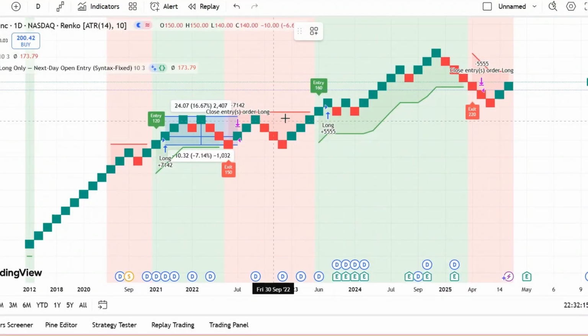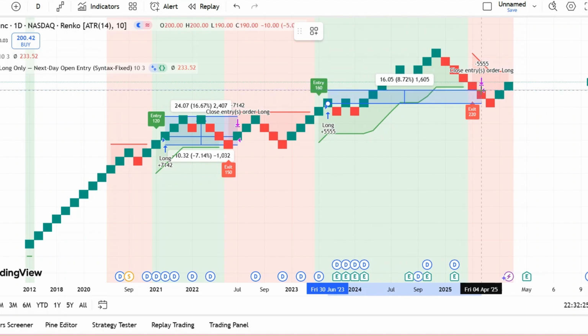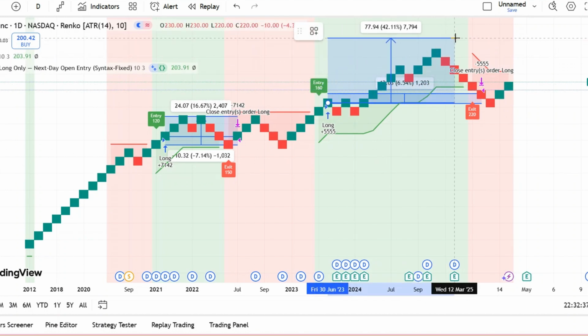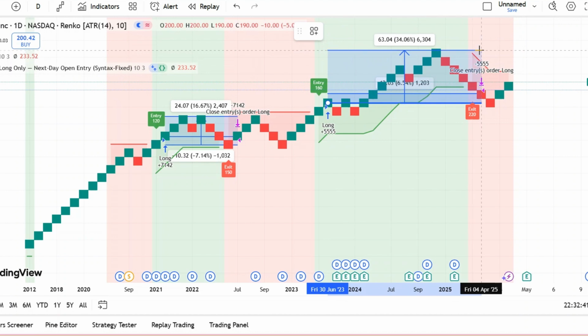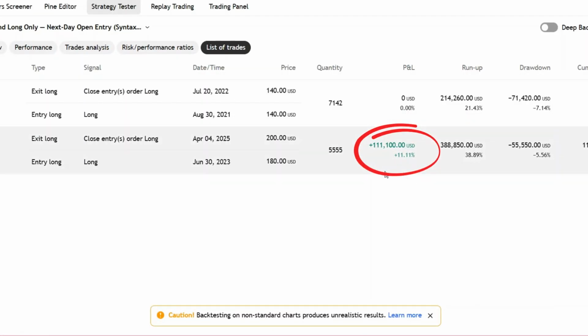Now for the second trade. The buy signal comes on June 12, 2023. Again, assume we get in slightly above the next brick. Supertrend flips red on April 4, 2025, almost 2 years later. This trade ends with a 6% to 34% profit range, depending on execution in real life and exit strategies. The tester shows it as an 11% gain.